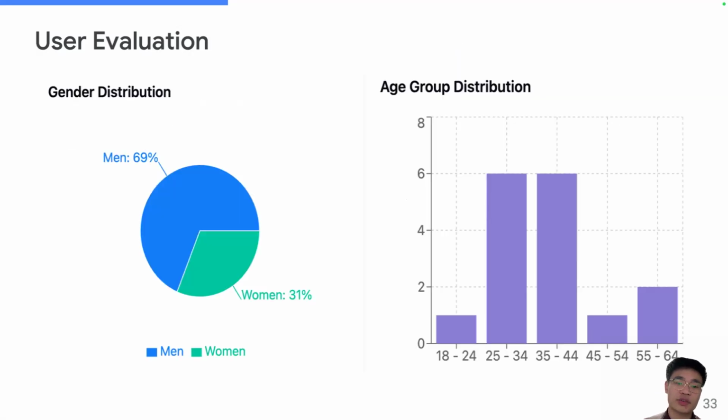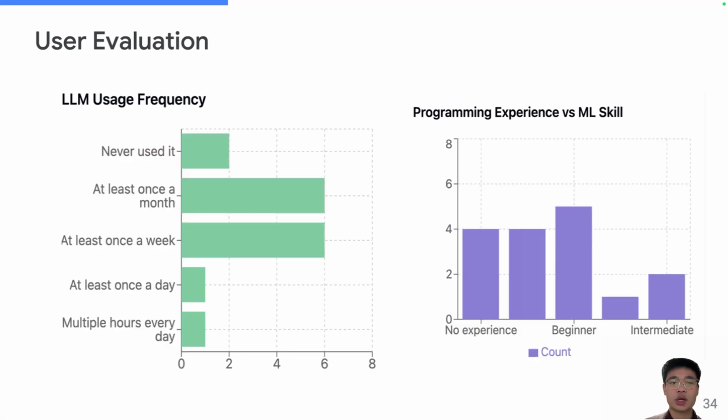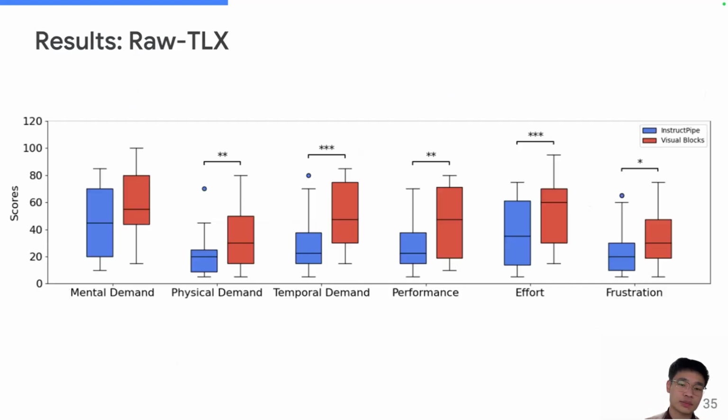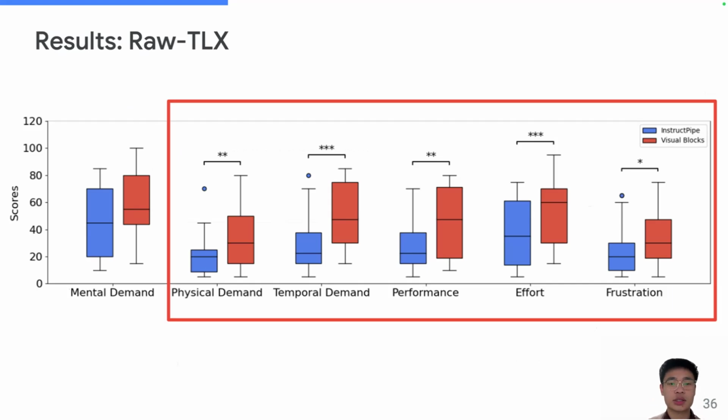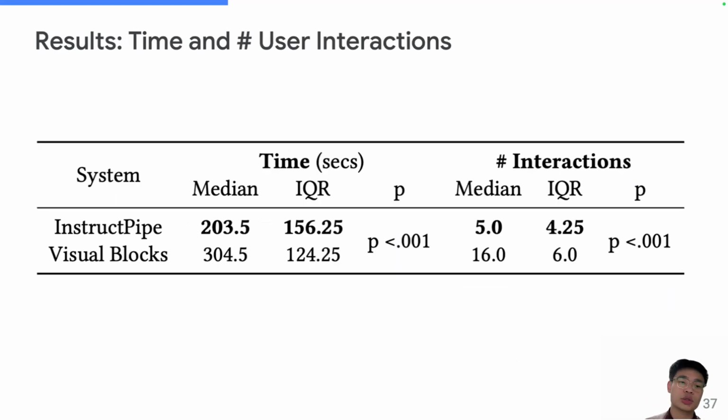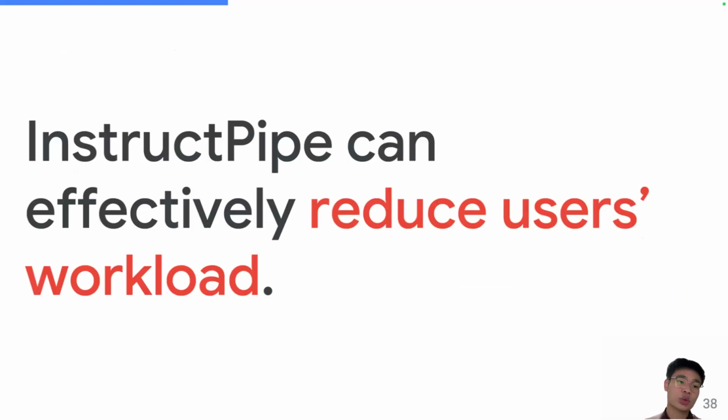So this is the demographic distribution. This is also the criterion on how we select users. That is, we select people who have lower programming experience or ML skills, because we consider them our target users. And here are the results. As you can see, our system, InstructPipe, can significantly reduce users' perceived workload and also reduce the time and number of user interactions in a given task. So all these quantitative results show that InstructPipe can effectively reduce users' workload.